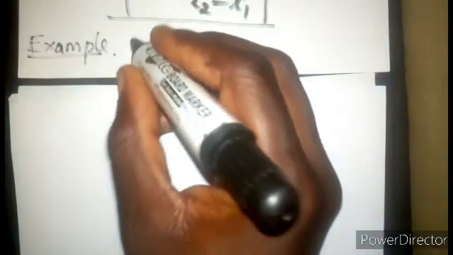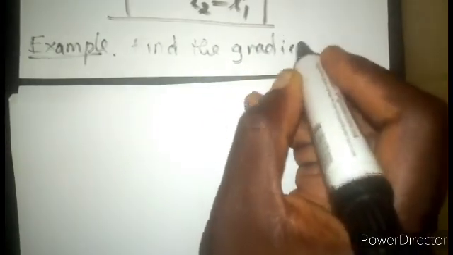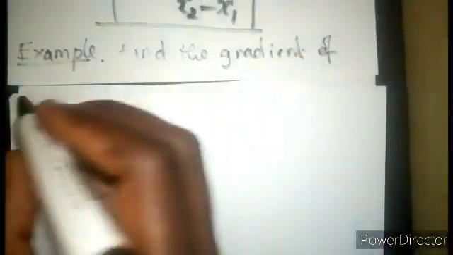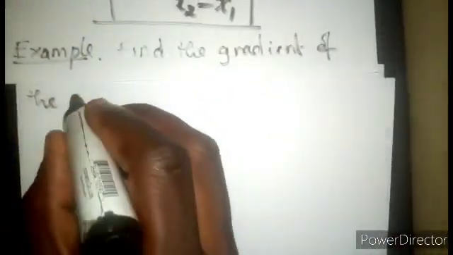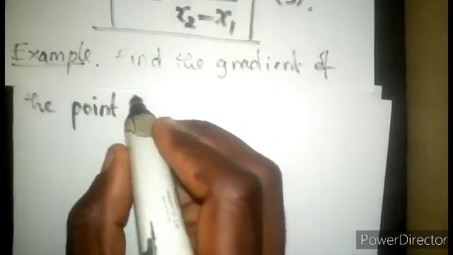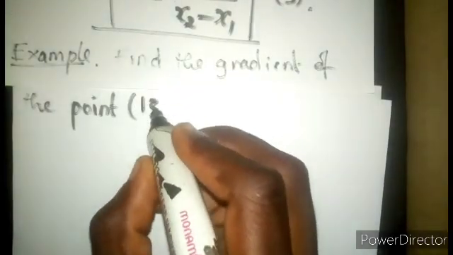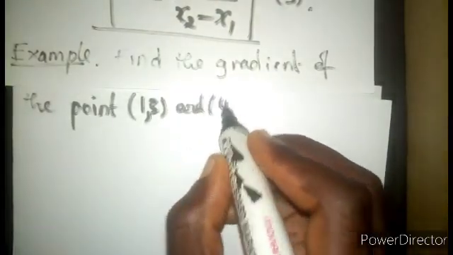Let's look at some examples. Now, if you are asked to find the gradient of the points, we have, let's say, (1, 3) and (4, 3).